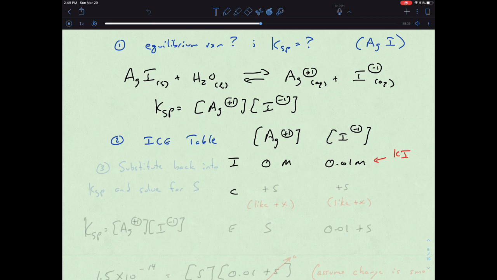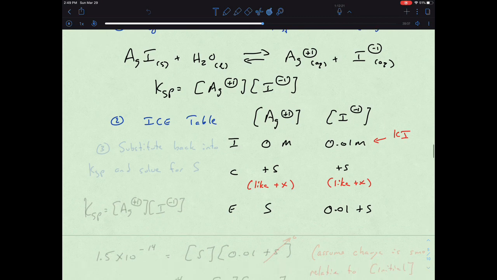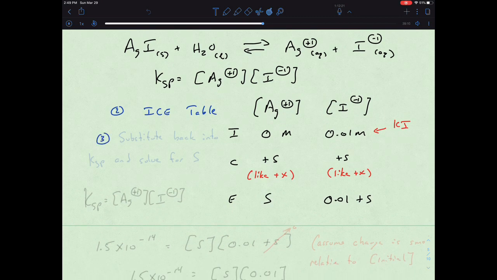There's a change, which would be plus S for both. Or if we want to say, that's like plus X for both. And then we have an equilibrium concentration with regards to S of S for silver and 0.01 plus S for the actual iodide. Once we have the ice table filled out, we can now substitute back into KSP and solve for our molar solubility. In this case, specifically the silver iodide molar solubility.